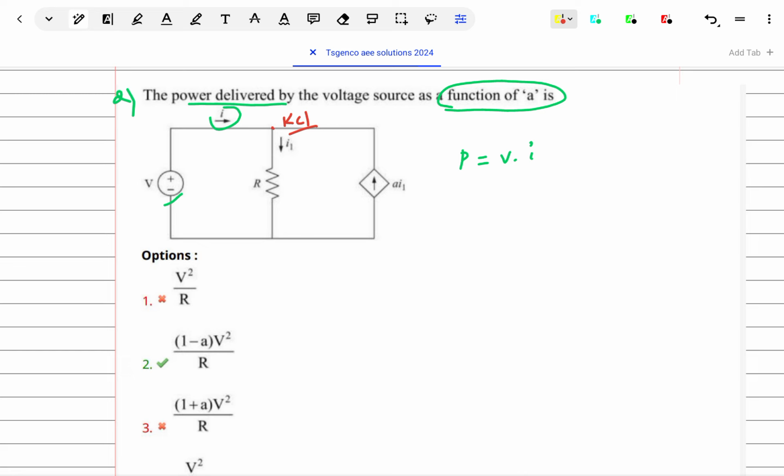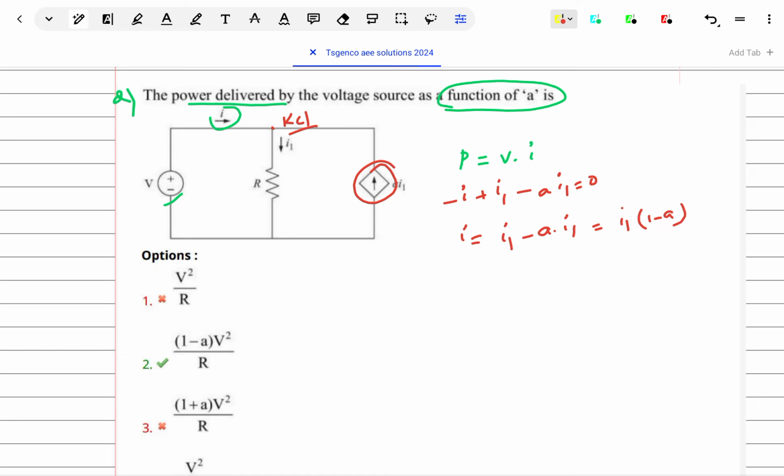What is I1? Current entering at the terminal, I will take as a minus sign, and current leaving from this terminal, I will take as a plus sign. So here this one is a current controlled current source. From this point, what is the value of I? So I is nothing but I1 minus A into I1. That's nothing but I1 into (1 minus A).